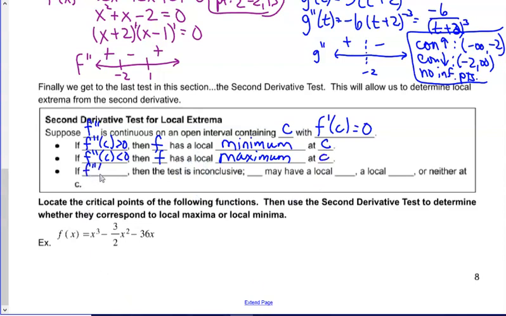If f double prime at c equals 0, then the test is inconclusive. f may have a local max, a local min, or neither at c.